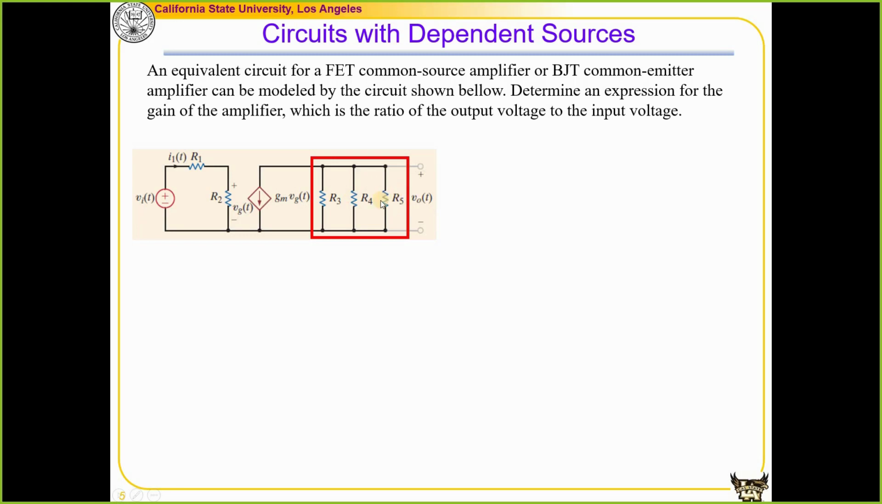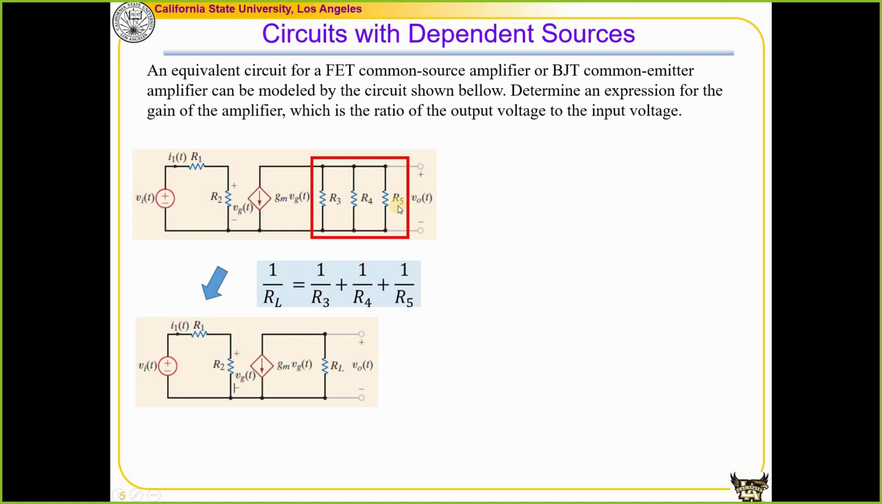We see that there are 3 resistors over here. Simplify the resistor network because we have 3, and you can use this equation to solve that, or you can combine R3 and R4 first, then do that in parallel with R5. You can do it in 2 steps, or you do it in 1 step like this. So we can find RL. So we replace this resistor network by a single resistor RL. Then we look at this problem again.